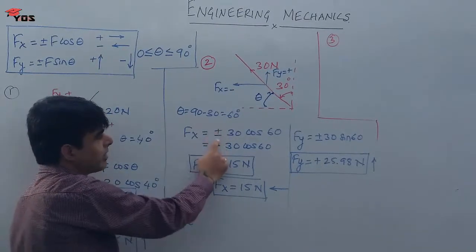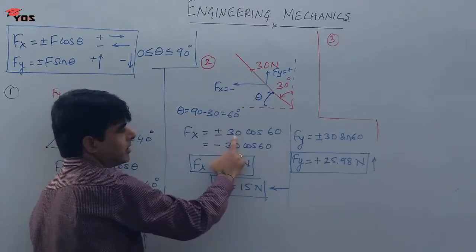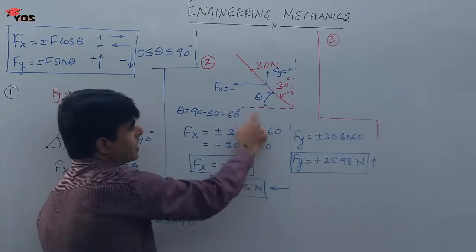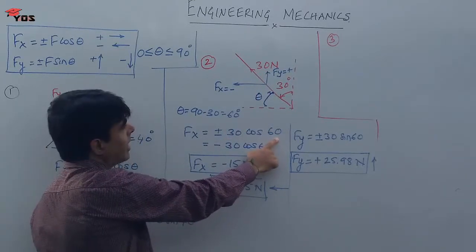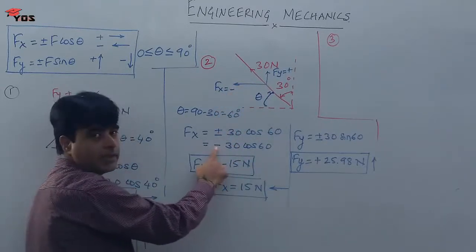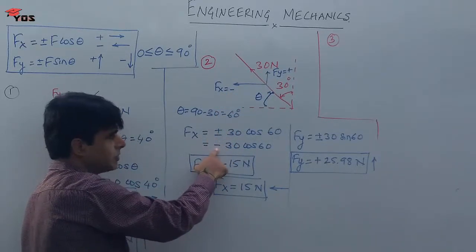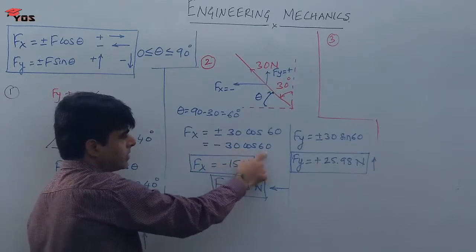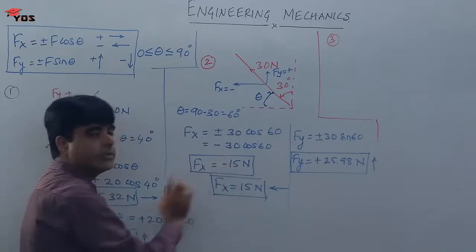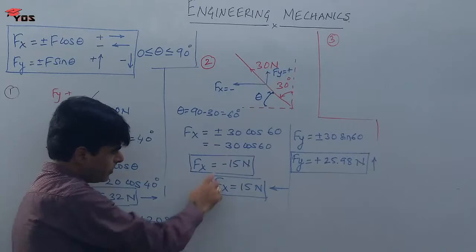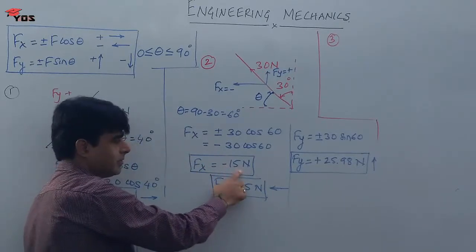So Fx is given by plus or minus F cos theta. Here the force is 30 Newton, theta is 60 degree, and the x component is going towards left, so it is minus. You have to use minus because left. 30 cos of 60, so calculate, you get minus 15 Newton. So the x component is minus 15 Newton.